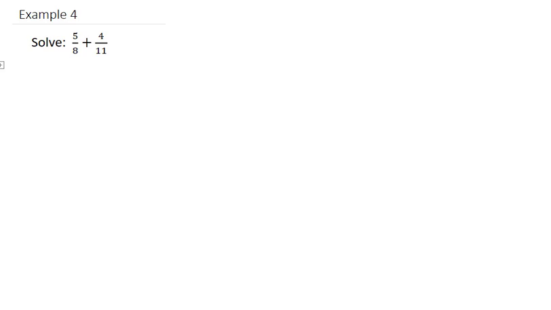So the next question we would ask is, do they have common factors? Now we know 8 can be broken down into 2 and 4, and then 4 can be broken down into 2 and 2. So it's just a factor of 2's. Now 11 is a prime number, so it can't actually be broken down. So they do not share any common factors.